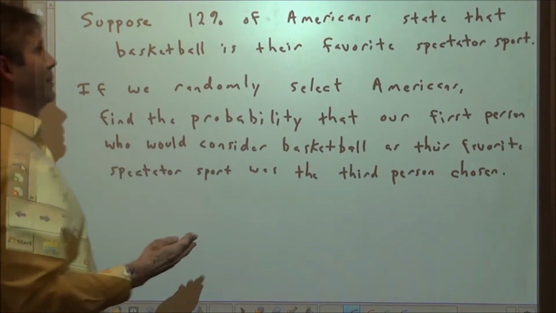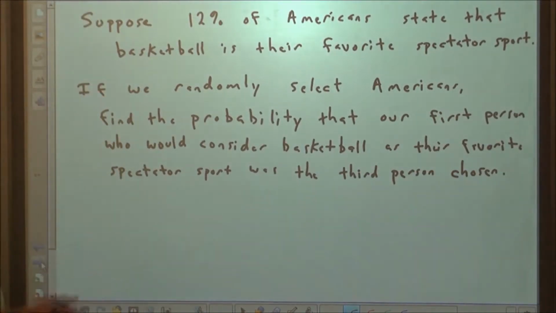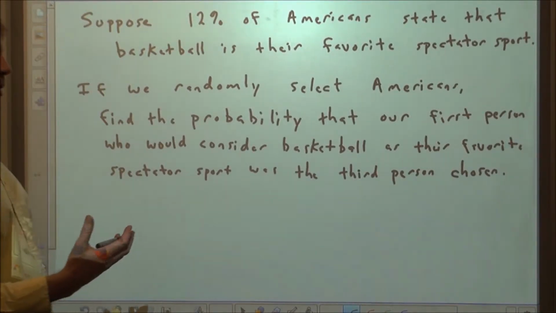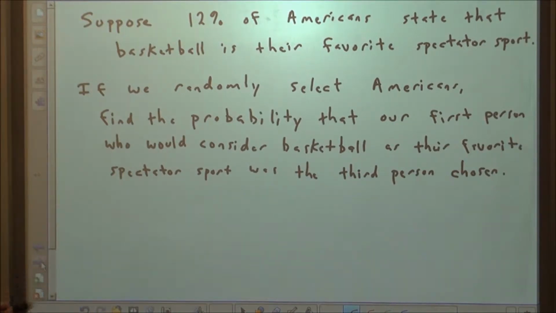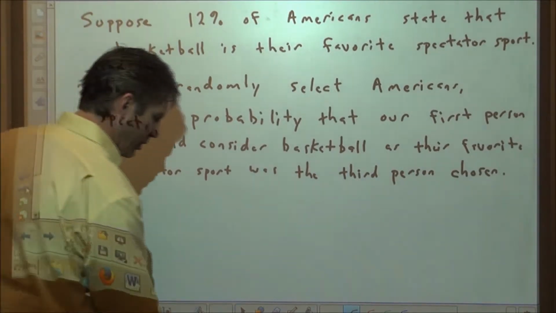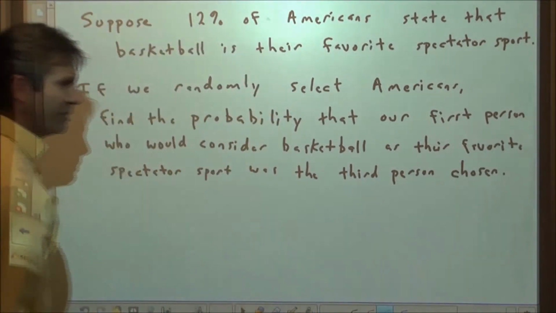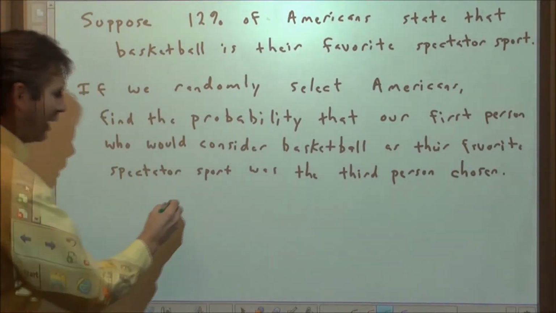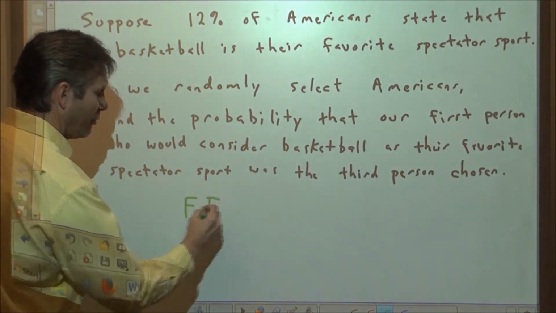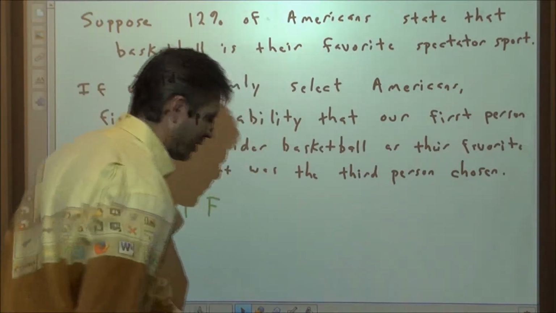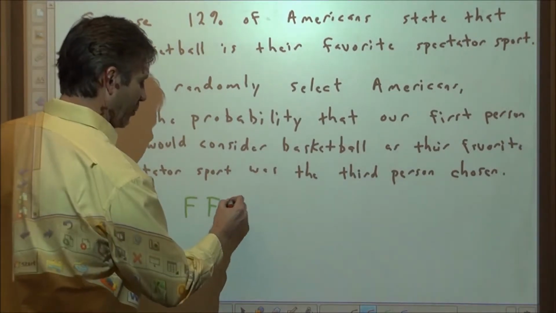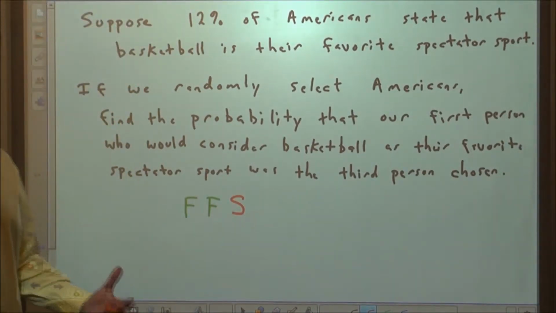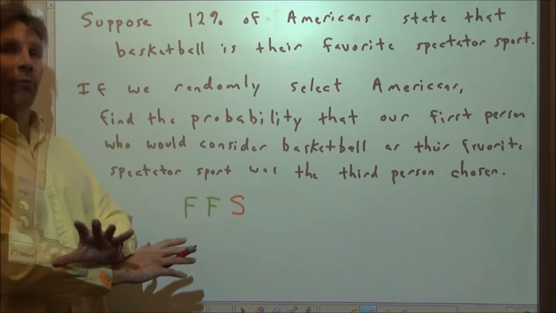So let's look at a problem. Suppose that 12% of Americans state that basketball is their favorite spectator sport. If we randomly select Americans, find the probability that our first person who would consider basketball as their favorite spectator sport was the 3rd person chosen. You don't really need much of a formula for this. You just have to think it through logically. In order to get your first success on the 3rd trial, you must have started off with 2 failures, 2 people that didn't consider basketball to be their favorite spectator sport, followed by the success, the first and only success on the 3rd trial, and we are done.